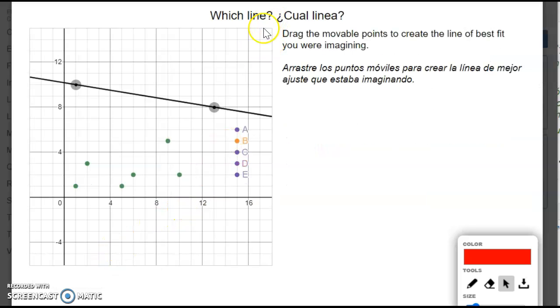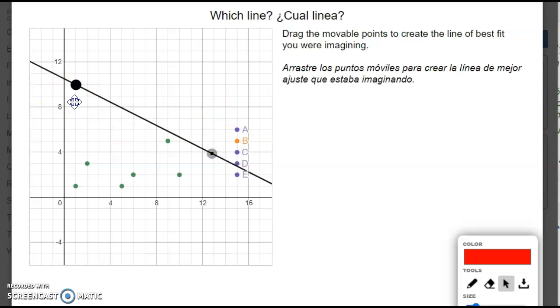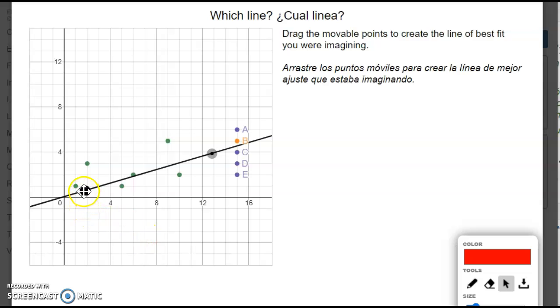Okay, this is card number 3. Now this time, which line? Drag the movable points to create the line of best fit you are imagining. Okay, so I can move those black dots. Okay, how does this look? Maybe about there. And I said it will go through B. Okay, maybe it should go through C to be a little closer.